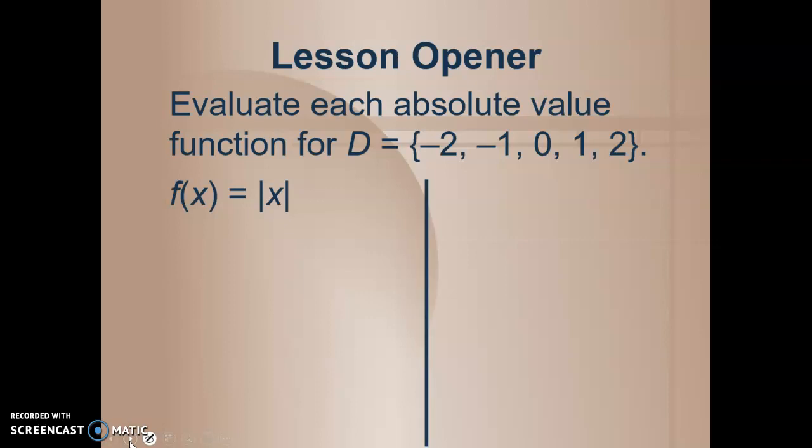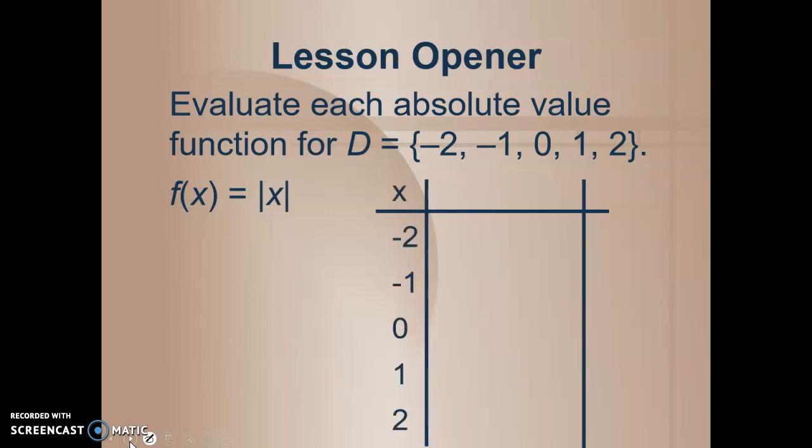Let's start with this as our lesson opener. Let's evaluate each absolute value function for the domain -2, -1, 0, 1, 2, and this function, f of x equals absolute value of x. We're going to make our little chart with our domain values on the left. We'll put our function rule in the middle: absolute value of x equals y. Remember that this is just y, so we can write y equals absolute value of x. And then let's go ahead and plug and chug.